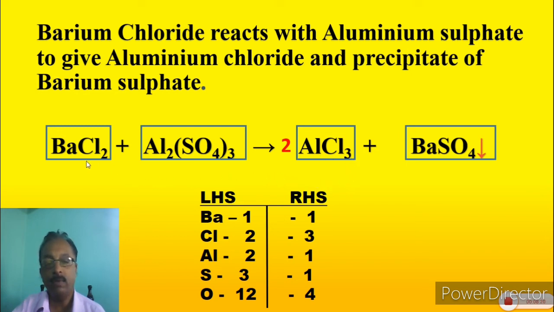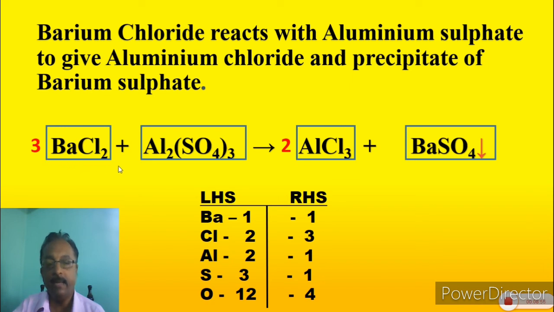Chlorine has become 2 into 3, 6, whereas on the left hand side there are 2 atoms of chlorine. So in order to make 6, what should I do here? I cannot make changes inside the box, I cannot write 6 here. So whatever changes I am going to make, I am going to write outside the box, in front of barium. How much should I write there in order to make 6? I am going to write 3, so chlorine has become 3 into 2, 6.